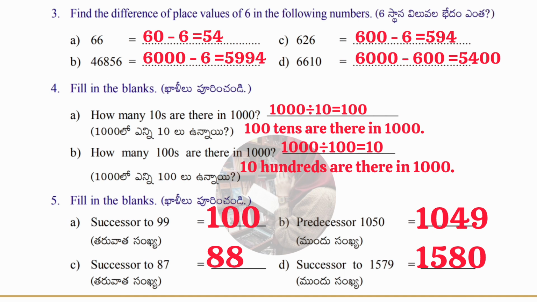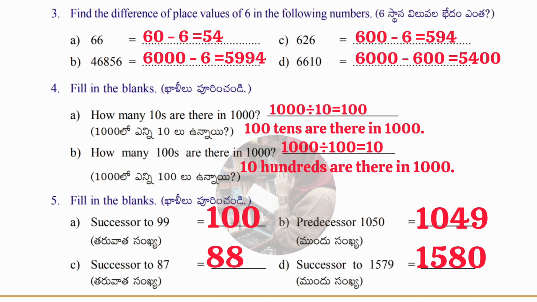Here you have to find out the successor and predecessor of the numbers. Successor means the next number to the given number, and predecessor means the number before. Okay, so let's see the successor to 99. After 99 is 100, that's why 100 is the successor to 99. Second one, predecessor to 1050 means you have to write down the number before 1050, which is 1049.